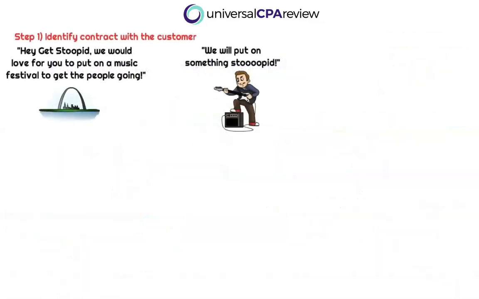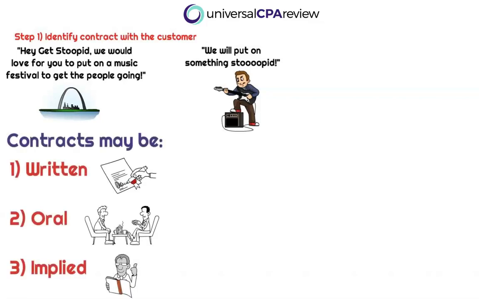So in our example, we're saying that this is when the local city has entered into a contract with Get Stupid to put on those music festivals. Okay, so thinking about what is required for a contract to be considered enforceable. The first question I have for you is, do contracts need to be written in order to be considered binding, aka enforceable? The answer is no, they do not. Okay, so contracts can be written, they can be made orally, or they can be implied.